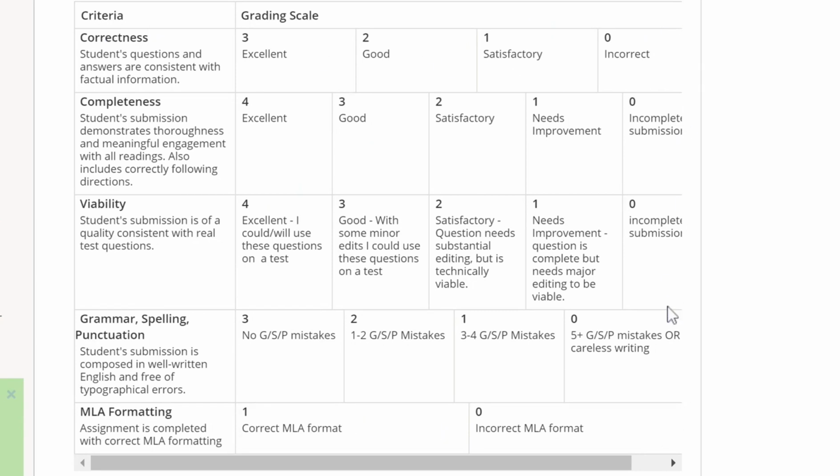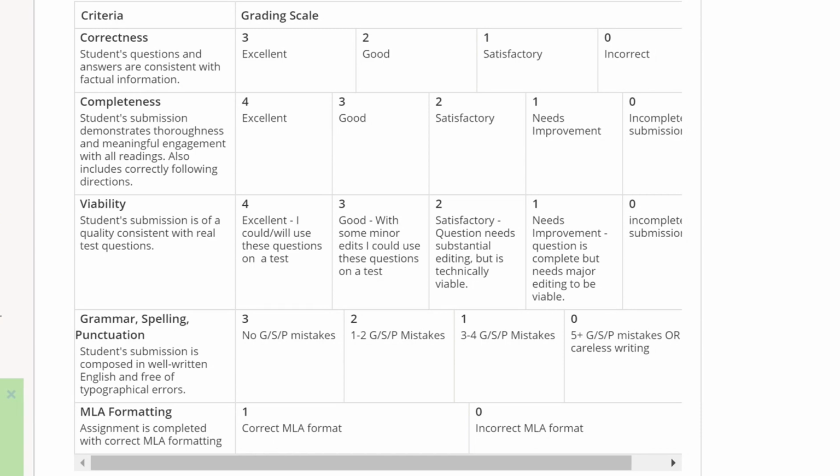There's a rubric that will be attached to every section questions assignment, okay? And it shows you exactly how many points you can earn based on these different categories. Let's go through them one by one. Correctness just means that the answers and questions that you're writing are correct. They have a basis in truth and fact.